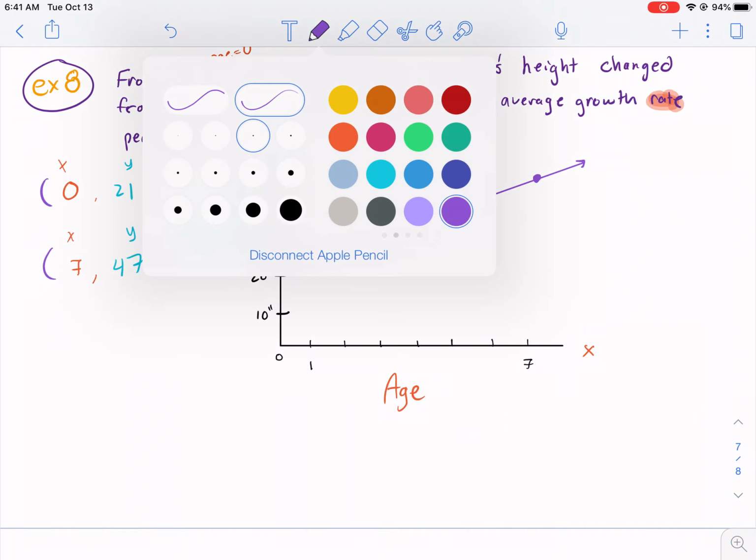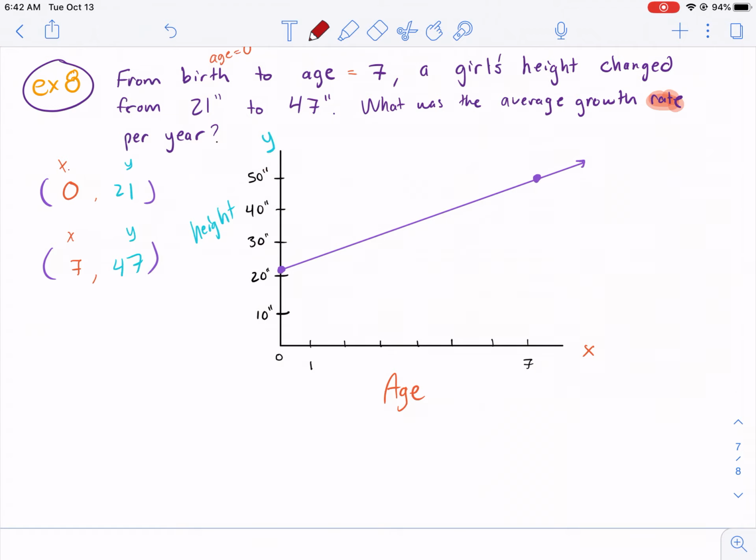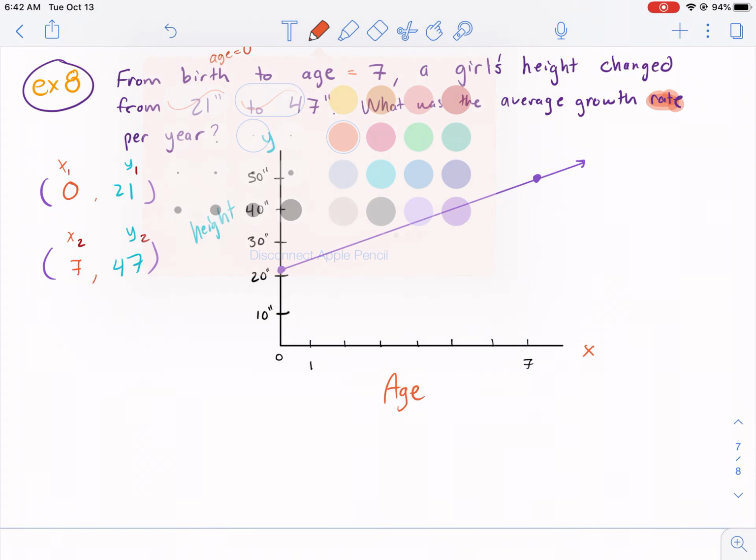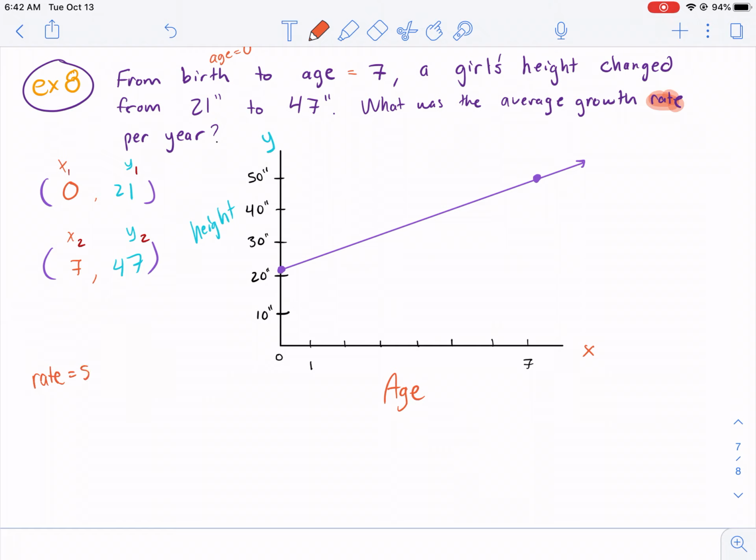So what do we do? Well, we need to first label our points. So we have x1, y1, x2, y2. It doesn't really matter which one you call x1, y1, x2, y2, as long as you're consistent with the 1s and 2s being together. Now to find our rate is the same thing as slope. So we are going to do y2 minus y1 over x2 minus x1. So let's go ahead and fill in those values.